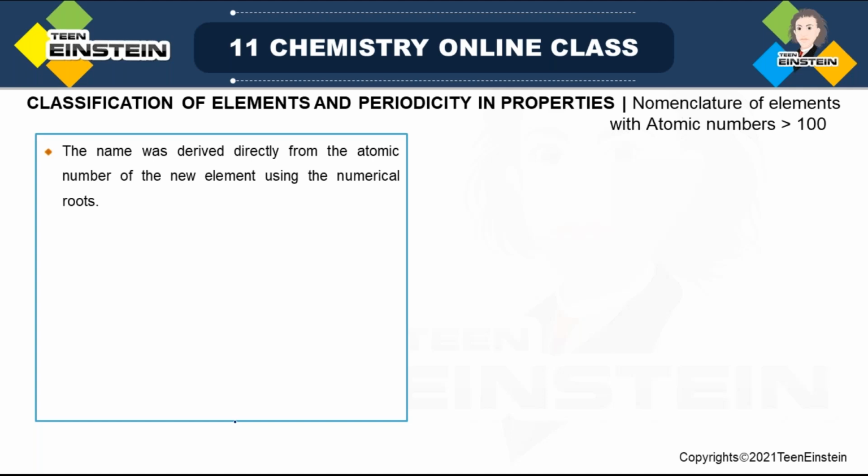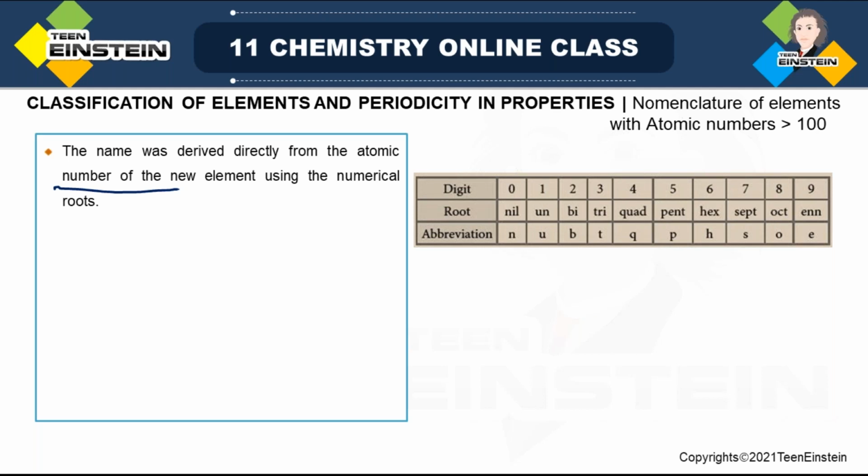discovered elements. This name is derived directly from the atomic number. Once you know the atomic number of the element, suppose 101 or 120, then using numerical roots, we can find the nomenclature. For the digits from 0, 1, 2, 3 up to 9, we use specific terms. Here we have the digits from 0 to 9, and the root words are nil, un, bi, tri, quad, in this way up to 9.